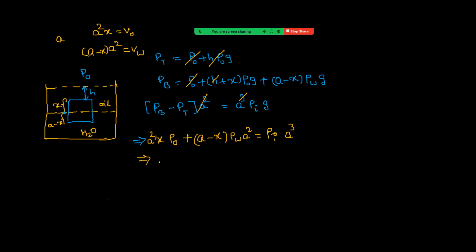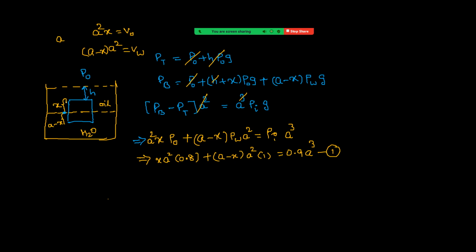Now see what we get here. Substitute values. X into A square, rho of oil is given as 0.8, plus the remaining A minus X into A square. Density of water we are taking as 1 gram per cc, and this is 0.9 into A cube. This is equation 1.